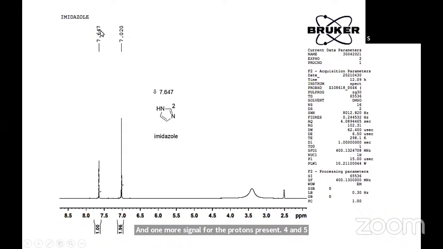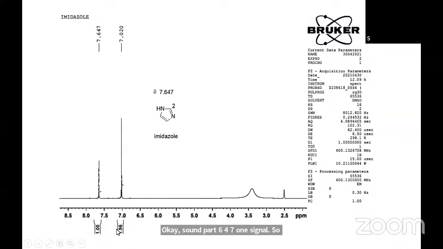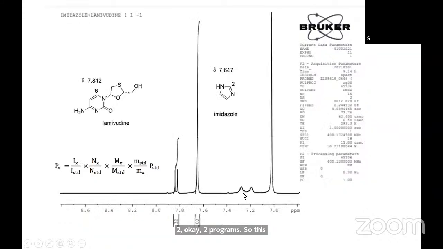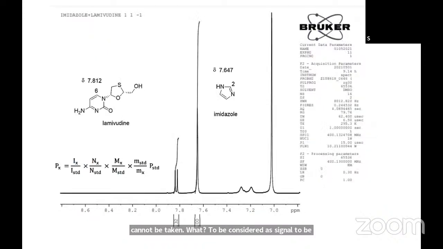Okay, at 7.647, one signal. So its area under curve is 1. So here 1.96 approximately close to 2. Okay, 2 protons. So this is for NH. So this cannot be taken, NH cannot be taken to be considered as a signal to be used for quantitation because NH can be hydrogen bonded.